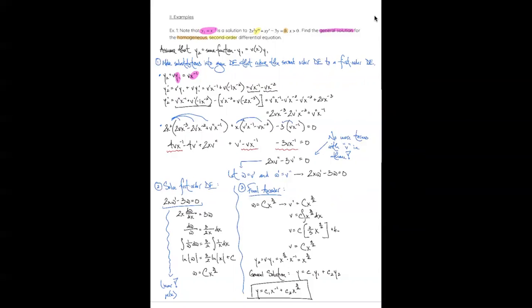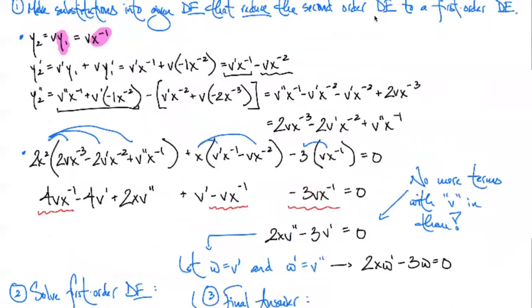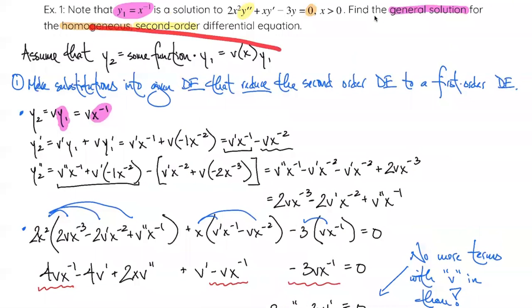I kind of missed, can you please tell us how you got y2 from v, like in the very last steps? Like this one? Yeah, please. Absolutely. So where did I get that from? I got that from my assumption. I assumed that if I know one solution, that to find the other one, I'm going to multiply by some function. And I just called that function v of x.